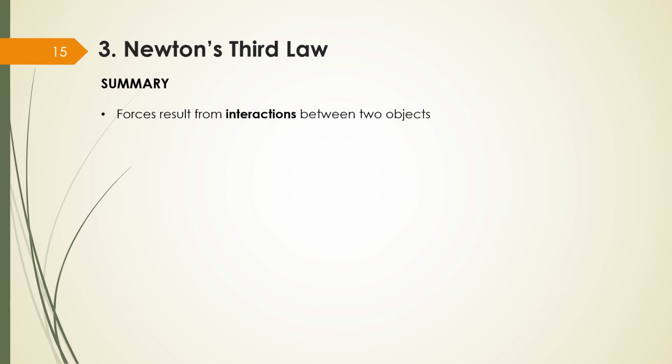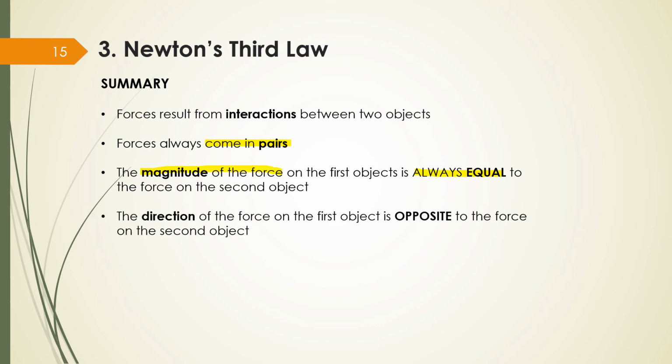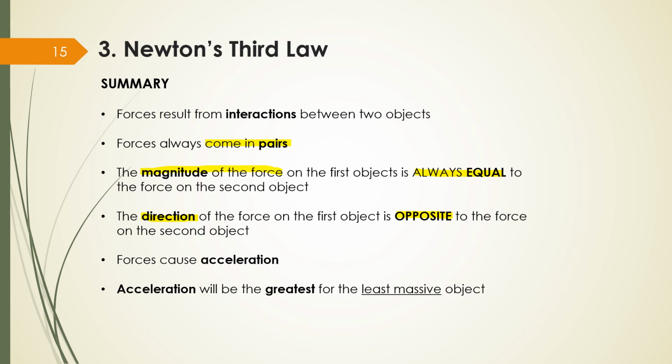force results from interaction between two objects, and this force interaction always comes in pairs. So I always have a pair of forces acting between two objects. The magnitude of the force is always equal, but the direction is opposite, okay? So the magnitude of the force is the same in both objects, but the directions are opposite. And the force produces acceleration, and acceleration will be the greatest for the least massive object. So the smallest object will have more acceleration, and the biggest object will have less acceleration. They only have the same acceleration if both masses are exactly the same, okay?